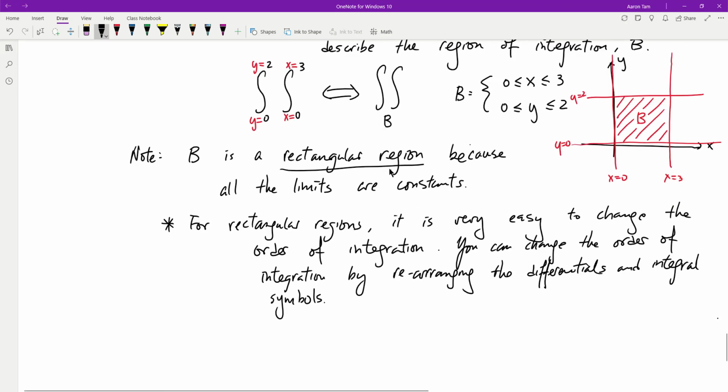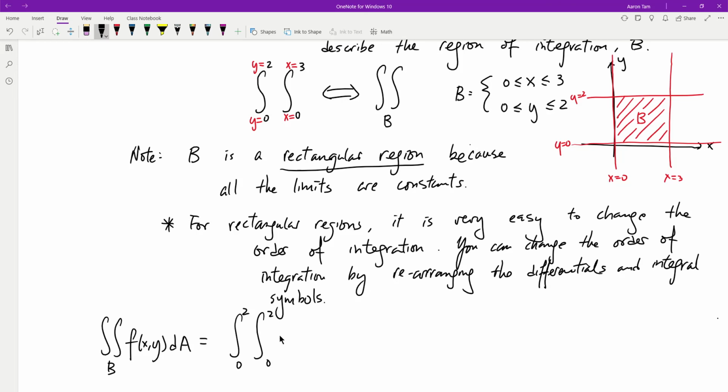And you don't have to do anything else. You just simply rearrange them. In this case, our double Riemann integral of f of xy dA for this region B, for the function x squared y to the third, can be written as this iterated integral, 0 to 2, 0 to 3, x squared y to the third, dx dy.